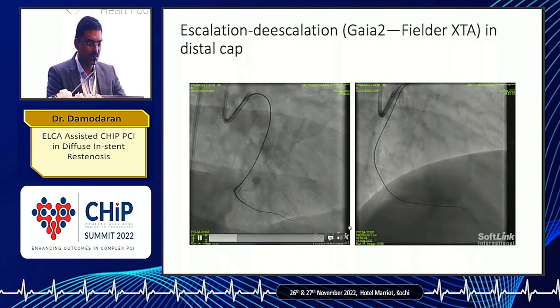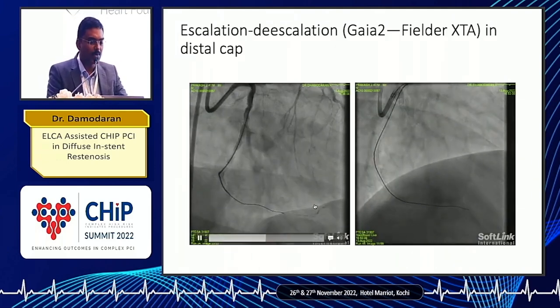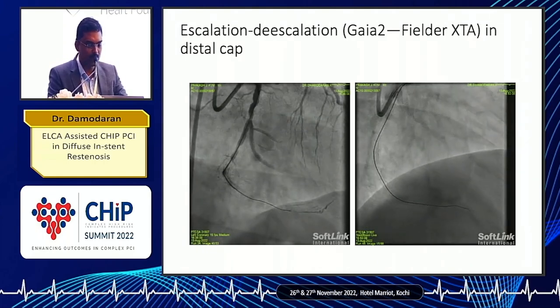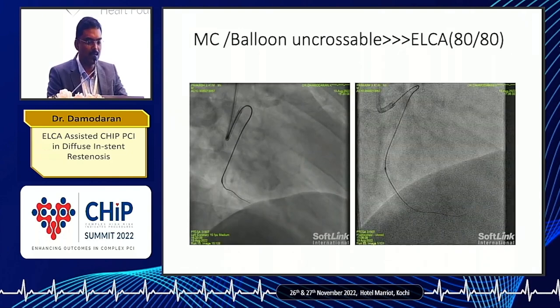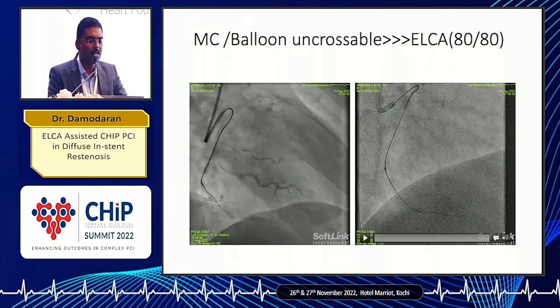Luckily, the wire went into the distal true lumen, but again the challenge is crossing with the microcatheter. Neither the microcatheter, that is coarser, nor my small balloon went through. Then I had to use the laser. Luckily, we have a laser system in the hospital, so I did it with the ELCA.